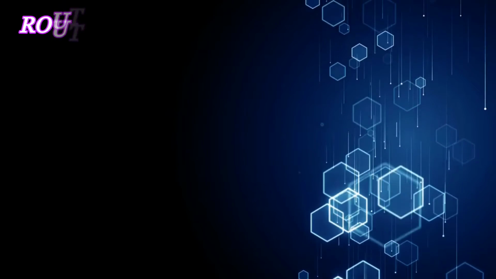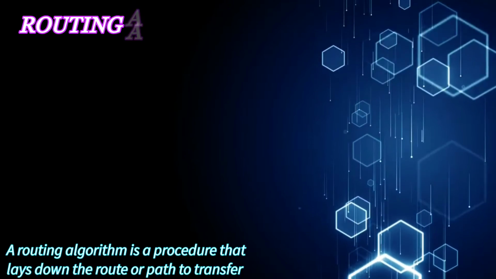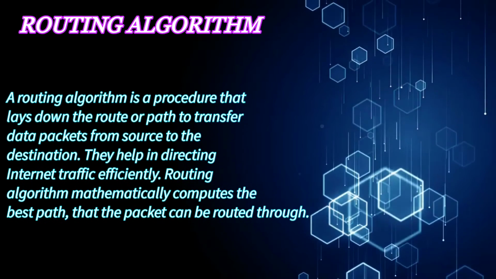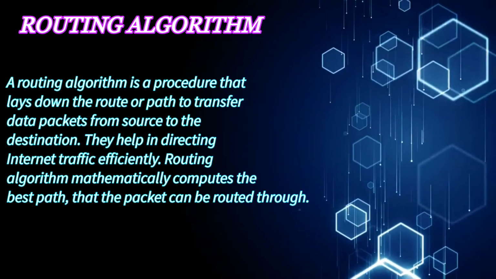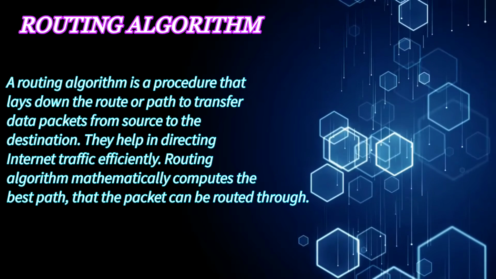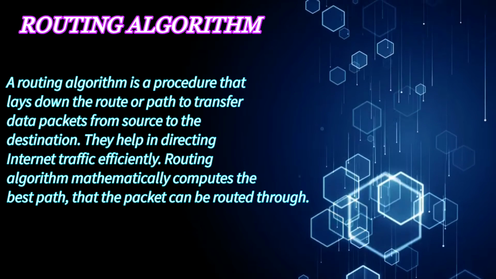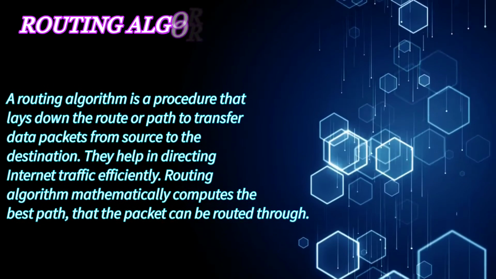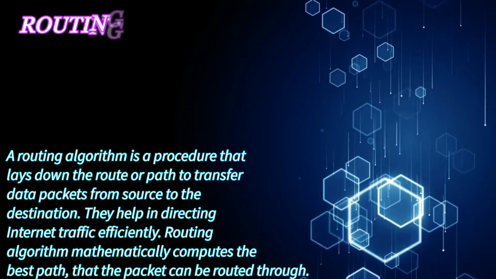And now, let's define a routing algorithm. A routing algorithm is a procedure that lays down the route or path to transfer data packets from source to the destination. They help in directing internet traffic efficiently. A routing algorithm mathematically computes the best path that the packet can be routed through.